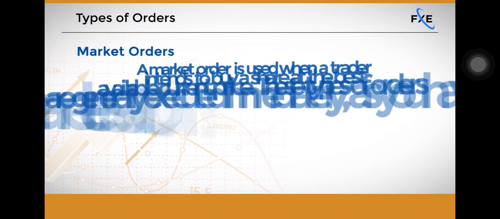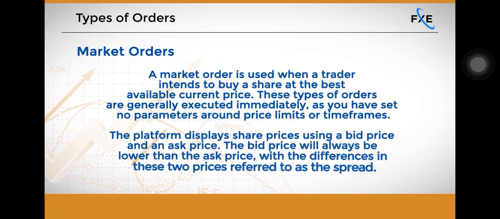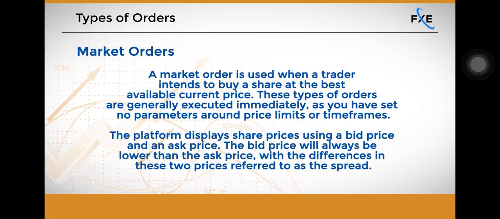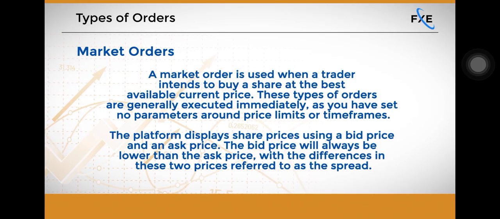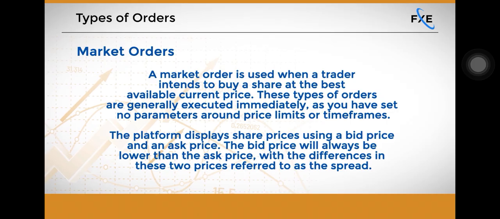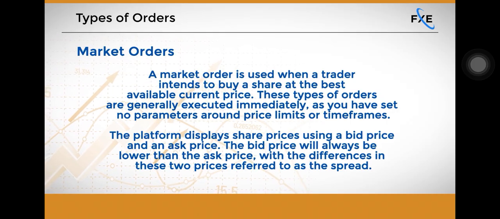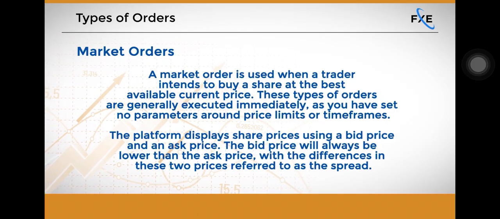A market order is used when a trader intends to buy a share at the best available current price. These types of orders are generally executed immediately, as you have set no parameters around price limits or timeframes. The platform displays share prices using a bid price and an ask price. The bid price will always be lower than the ask price, with the differences in these two prices referred to as the spread. There are two main types of market orders.